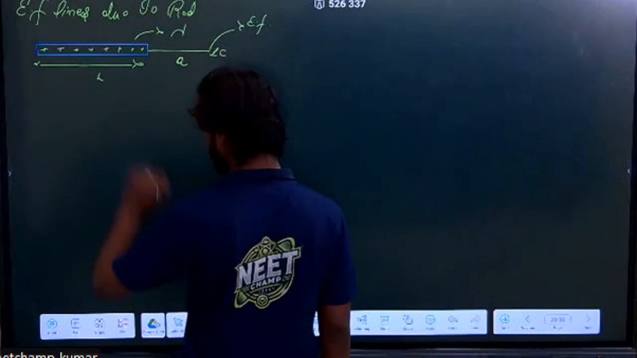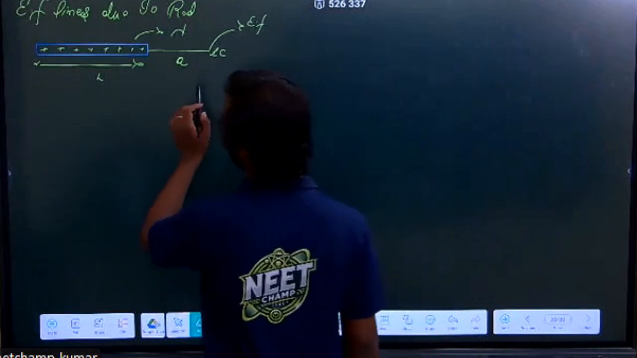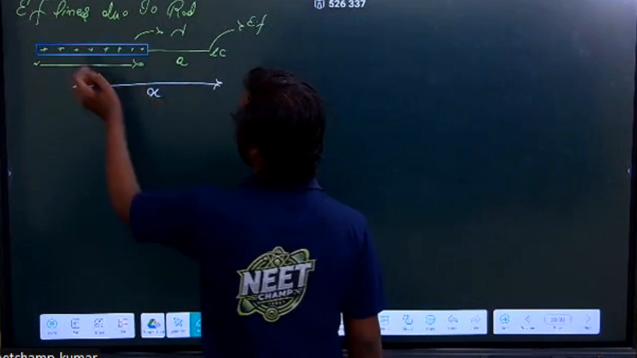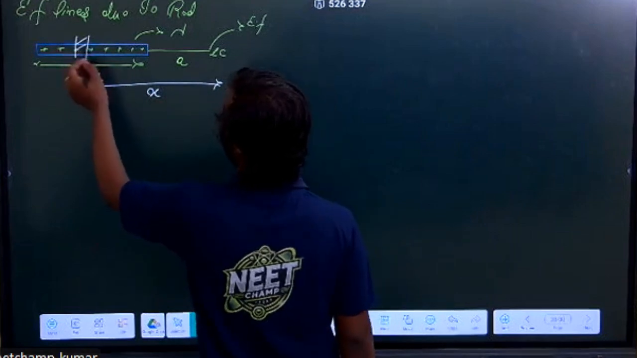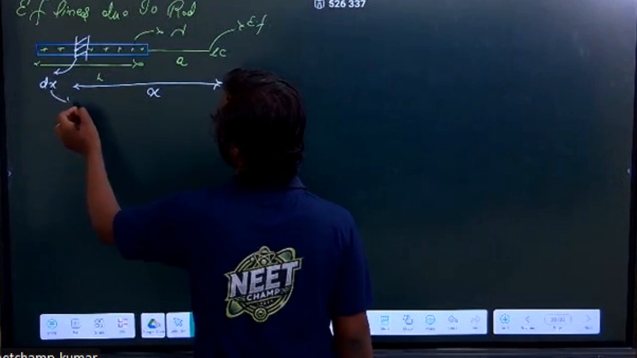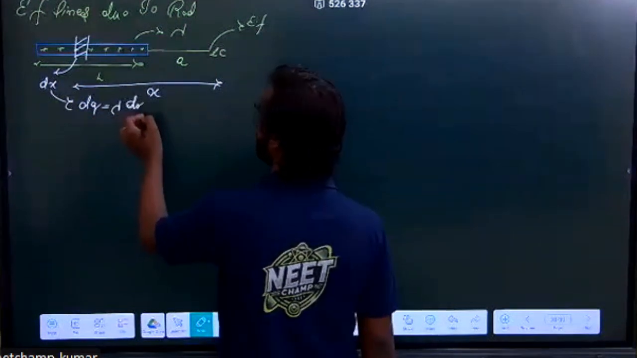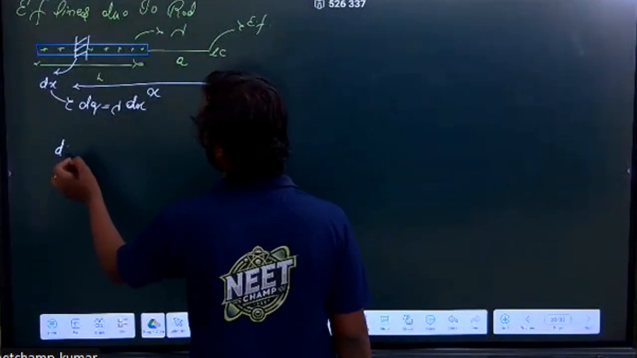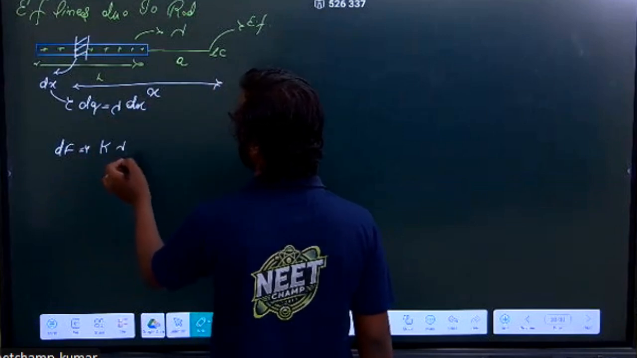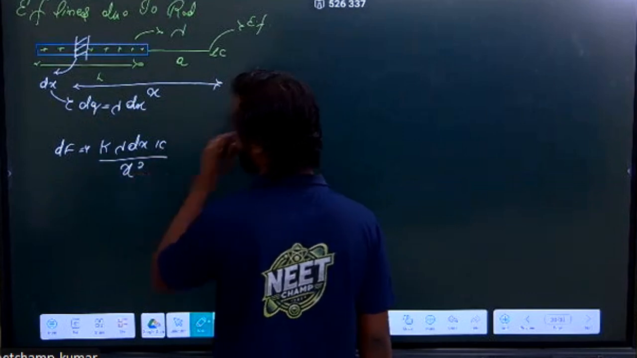Now everything is the same; it has become the same question. We go to a distance of x from here and take a small element dx. The charge on this, dq, is equal to lambda dx. Then we calculate a small force dF equal to k times lambda dx times 1 coulomb divided by x square.